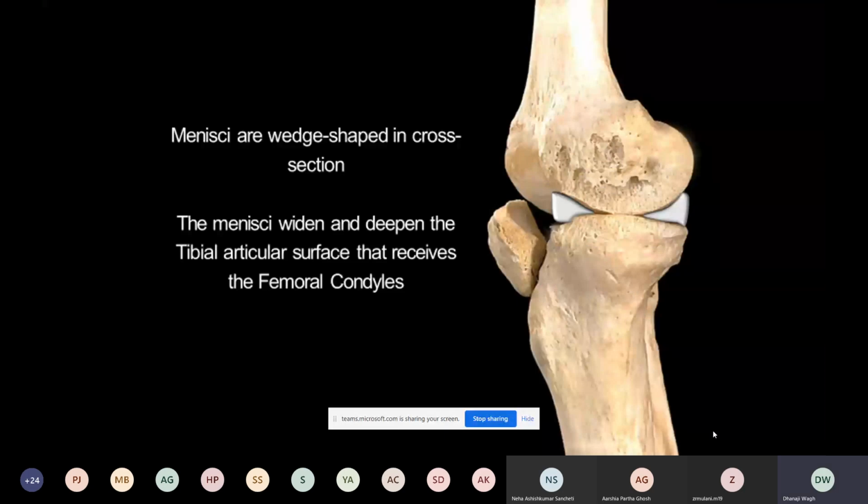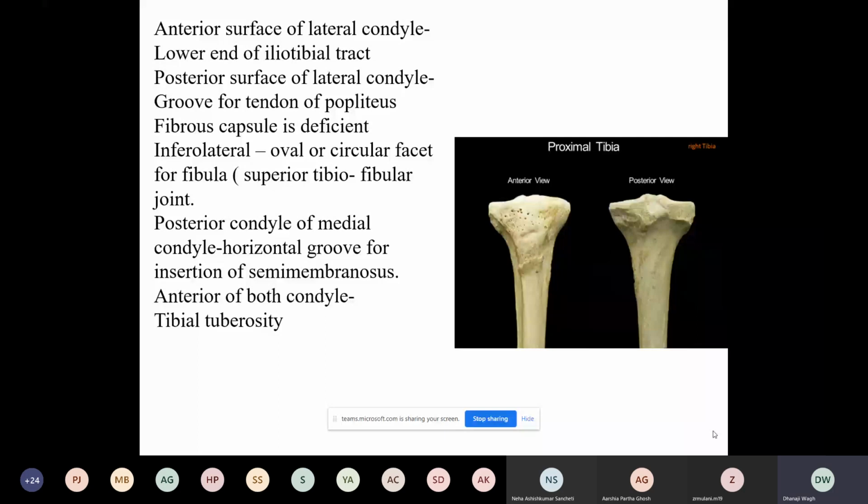On the anterior surface of the lateral condyle, there is the lower end attachment of the iliotibial tract. On the posterior surface, there is a groove for the tendon of popliteus, where the fibrous capsule is deficient. Inferolaterally, there is an oval circular facet for the fibula, and it forms the superior tibiofibular joint. On the posterior part of the medial condyle, there is a horizontal groove, which is the insertion of semimembranosus.